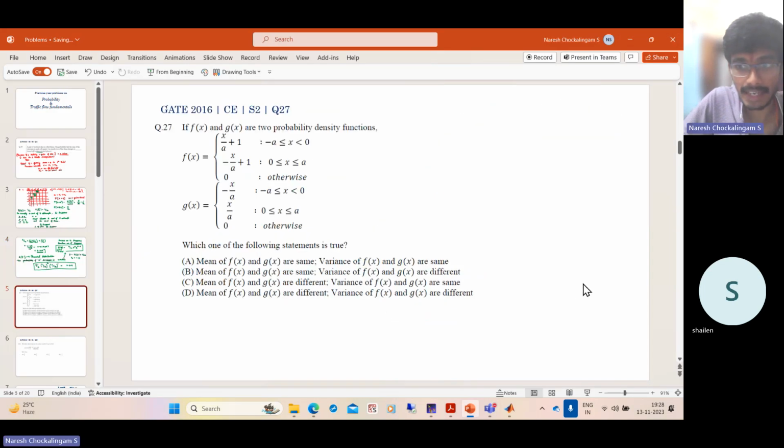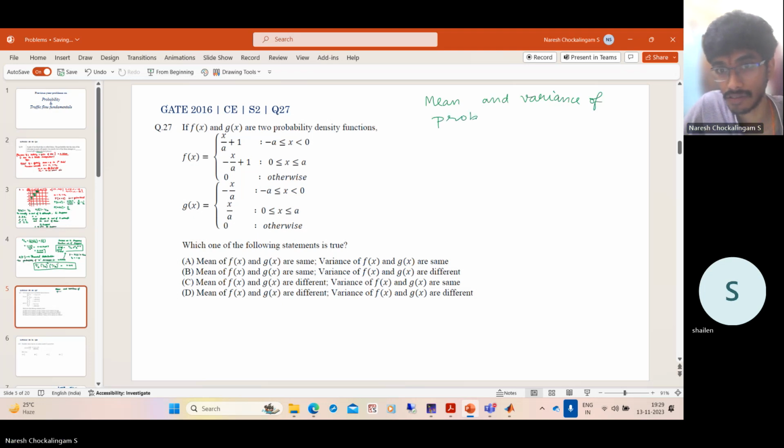So the next question is, we are given 2 probability density functions, f of x and g of x, where they are defined as shown. So which of the following statements is true? Here we are to deal with the mean and variance of probability distributions.